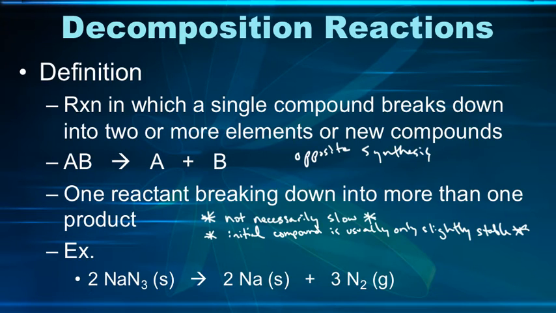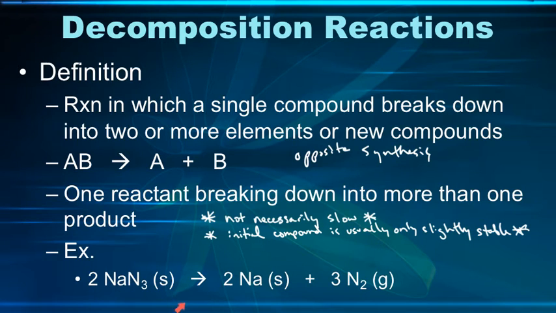You might think when you hear the word decomposition, you think of biology terms. Decomposition is a slow process. It takes some time often. And in the chemistry definition, that doesn't necessarily hold up. This is not necessarily a slow process. This can be immediate. So in the example down here, oftentimes the initial compound, whatever is on the left side of the arrow, whatever the reactant is, it's usually only slightly stable.